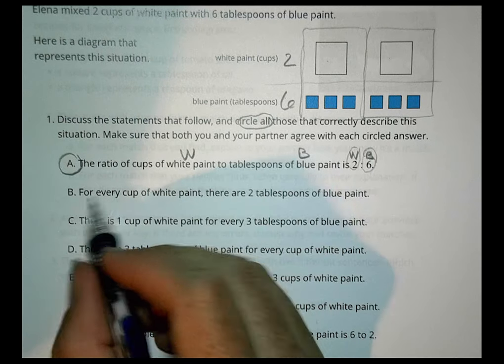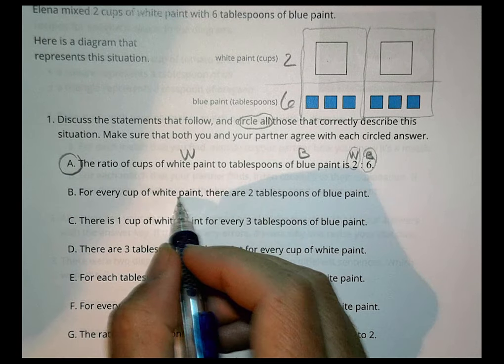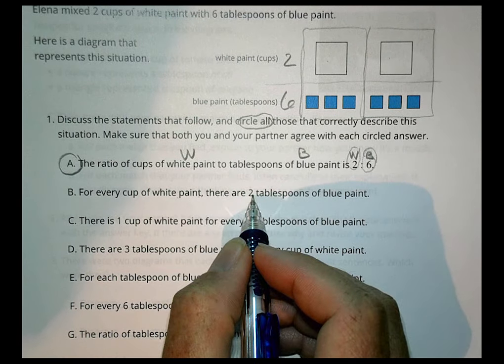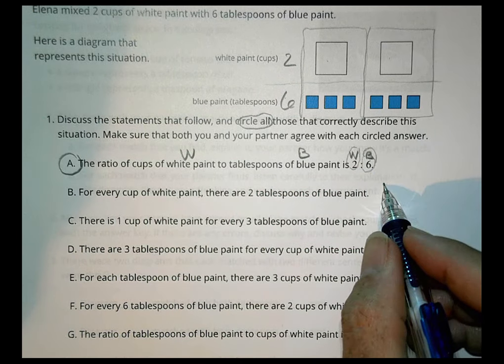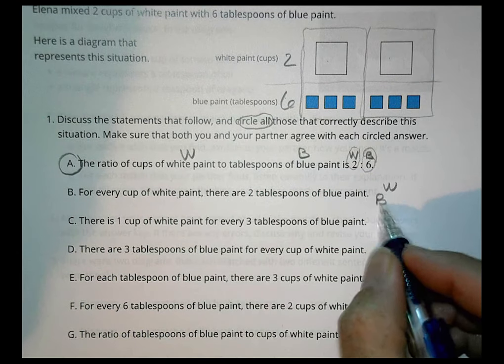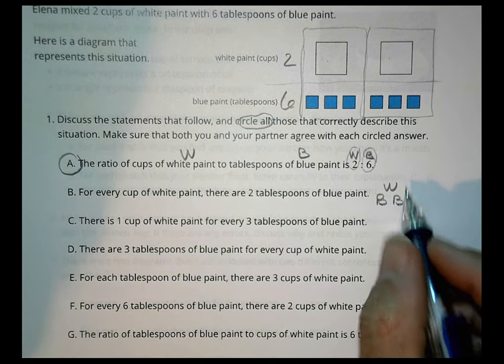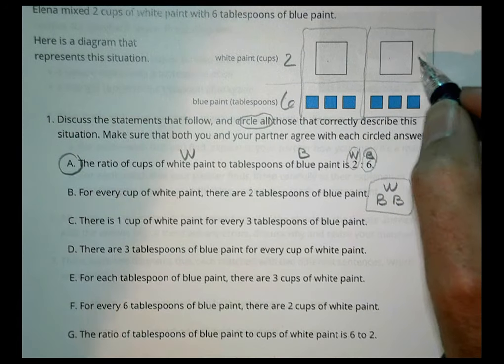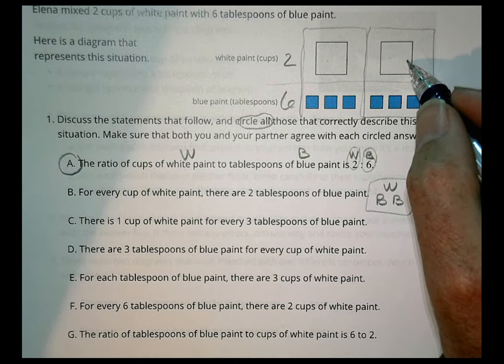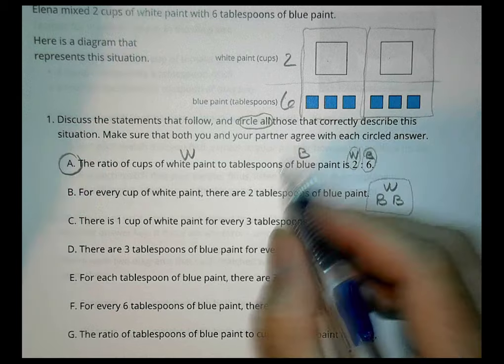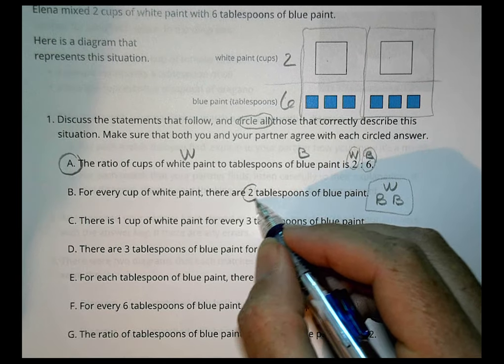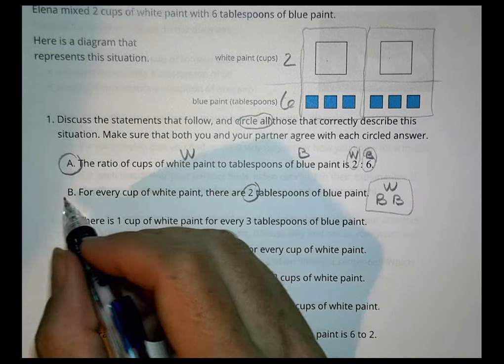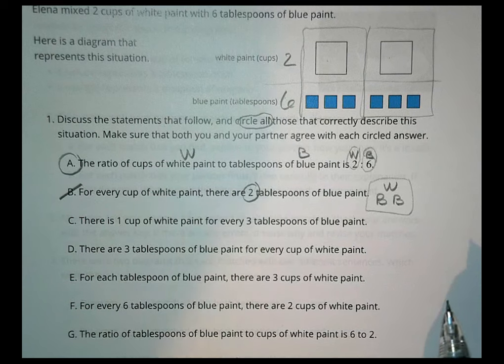All right, the next one. For every cup of white, there are 2 tablespoons of blue. So that's going to be a cup of white and 2 blues. Well, does that match our pictures up here? What do we see? We see 1 white with 3 blues. So this is an incorrect number. That should be 3. So that's not a true statement.